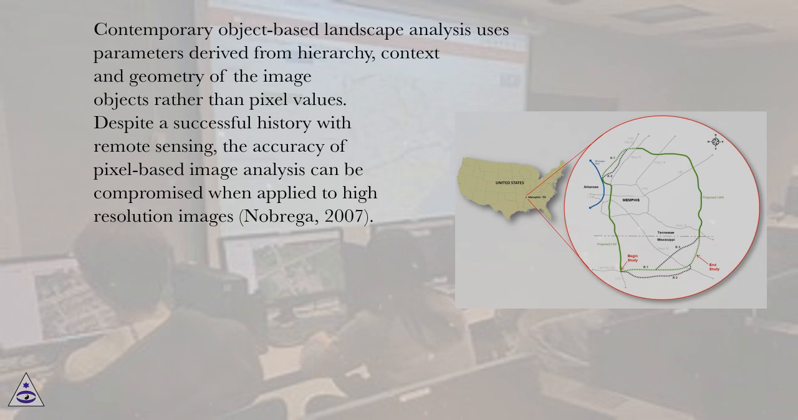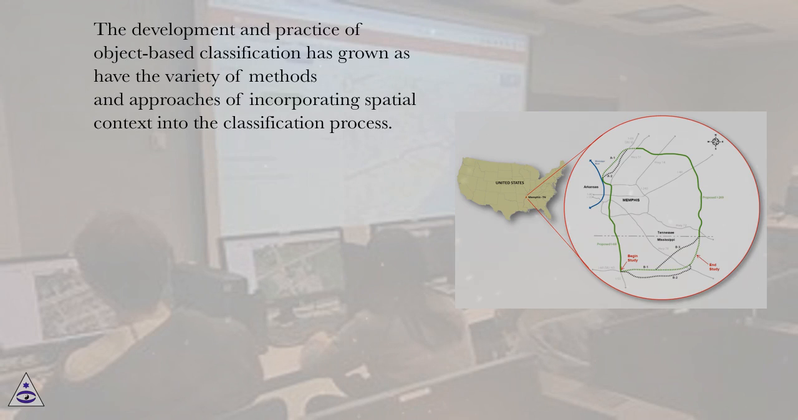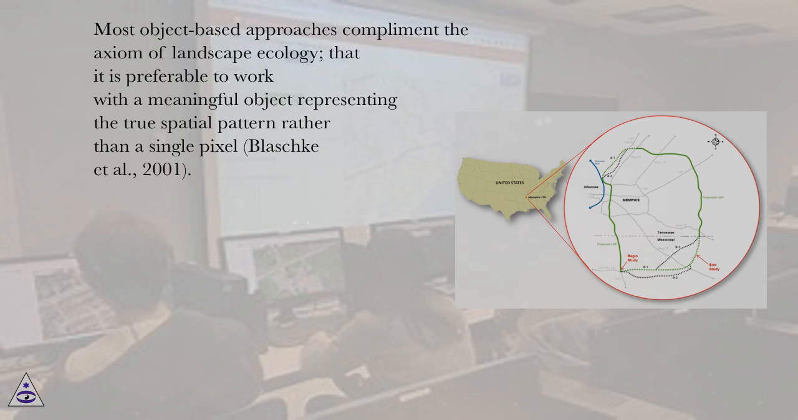Despite a successful history with remote sensing, the accuracy of pixel-based image analysis can be compromised when applied to high-resolution images, Nobrega, 2007. The development and practice of object-based classification has grown, as have the variety of methods and approaches of incorporating spatial context into the classification process. Most object-based approaches complement the axiom of landscape ecology, that it is preferable to work with a meaningful object representing the true spatial pattern rather than a single pixel, Blaschke et al., 2001.